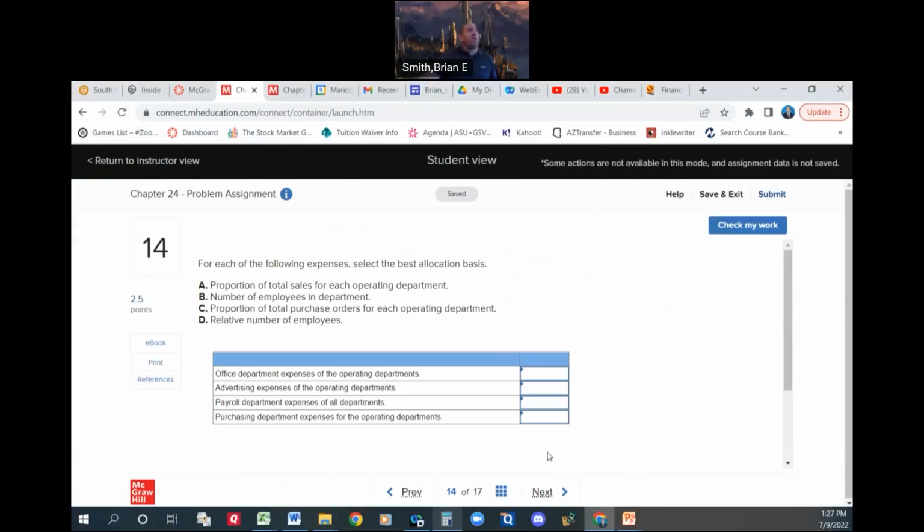So let's look at number 14 here, worth 2.5 points at the recording. It might be changed based on, whatever. For each of the following expenses, select the best allocation base. So these are the ones we need to select from.